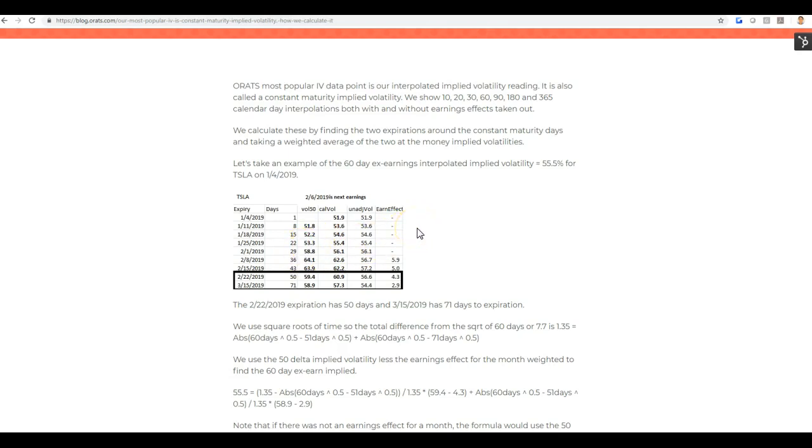So that was a quick overview of how we look at interpolating volatility, including how we interpolate with earnings dates.